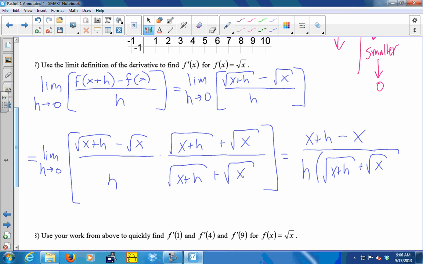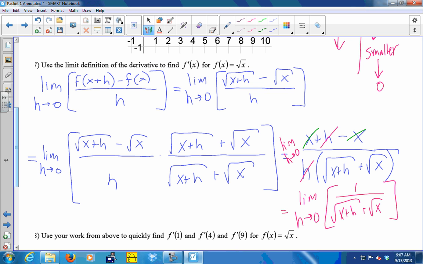My x's in the numerator cancel, and I'm left with just an h, which I could cancel with the h in the denominator, because that's just multiplication. So then my h cancels with that h. And I forgot to write limit as h goes to 0. So I'll just write it out one more time. Limit as h goes to 0 of 1 over square root of x plus h plus the square root of x.